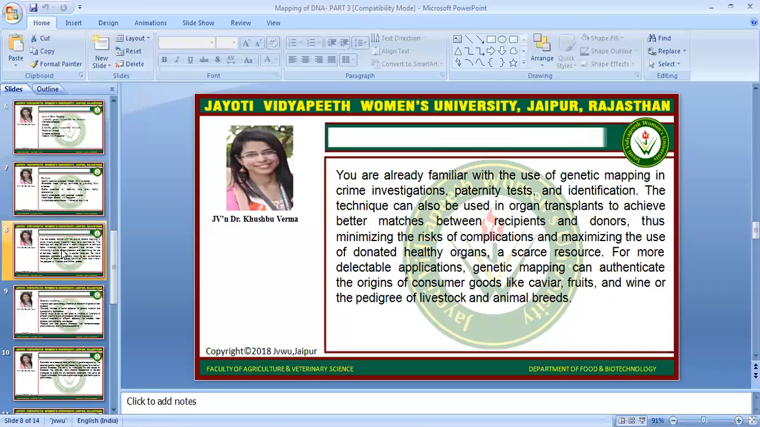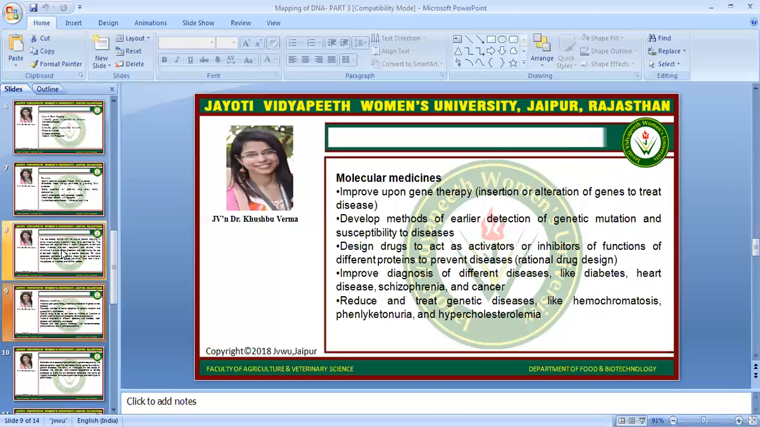You are already familiar with the use of genetic mapping in crime investigation, paternity tests, and identification. The technique can also be used in organ transplants to achieve better matches between recipient and donor, thus minimizing the risk of complications and maximizing the use of donated healthy organs. For more delectable applications, genetic mapping can authenticate the origin of consumer goods like caviar, fruits, and wine, or the pedigree of livestock and animal breeds.